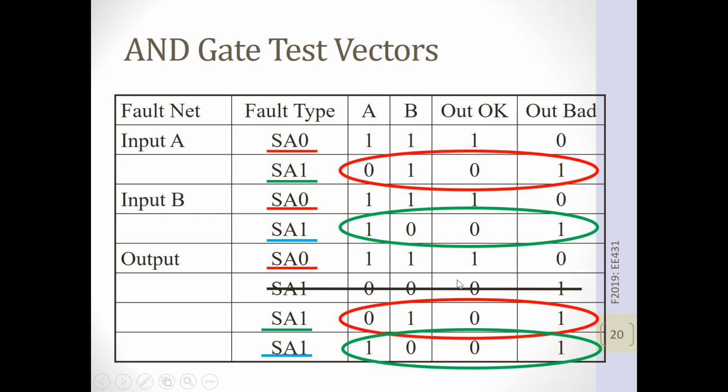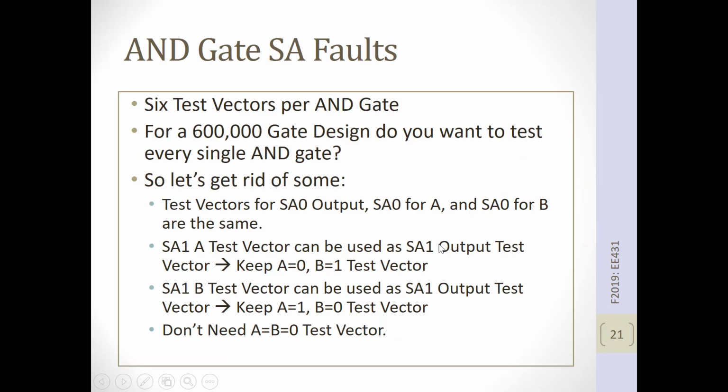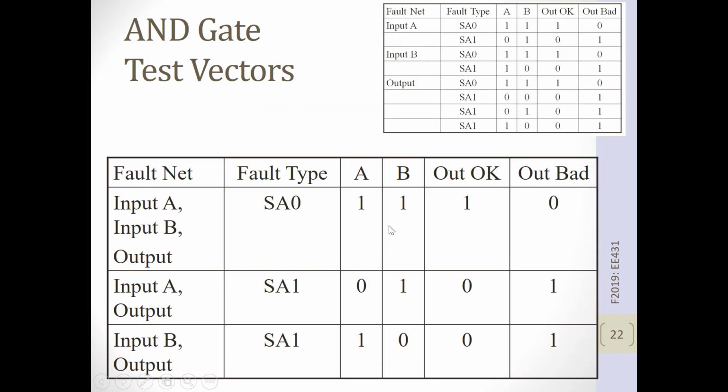So it turns out you can completely test an AND gate with just 3 tests. And that's 111, 010, and 100. And you can consider this test as being done on A or B or output. It covers the stuck at zero fault at A, B, and output.